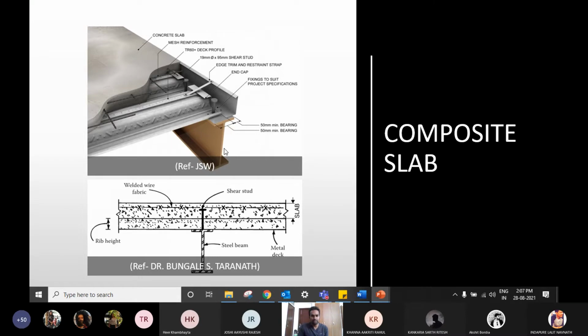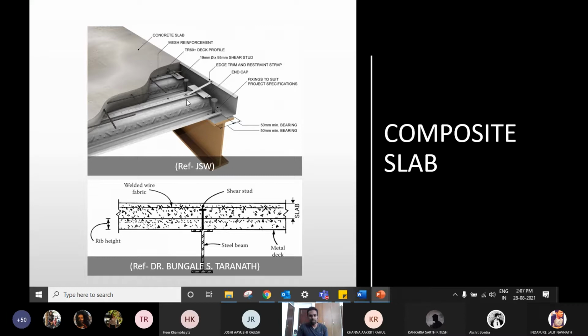What's here in this picture? We'll come from top to bottom. You have the concrete slab, right? And that has some reinforcement. Now, the deck below is called, the reference is TR60. 60 means it's 60 mm in height. The hat section, the overall sectional height is 60 mm. So that's a deck profile.